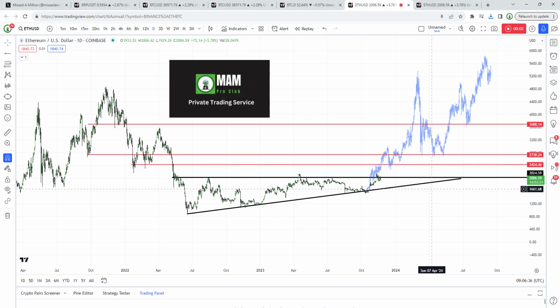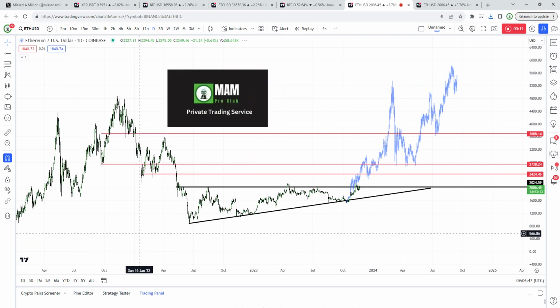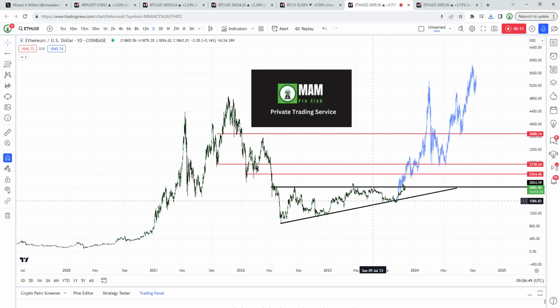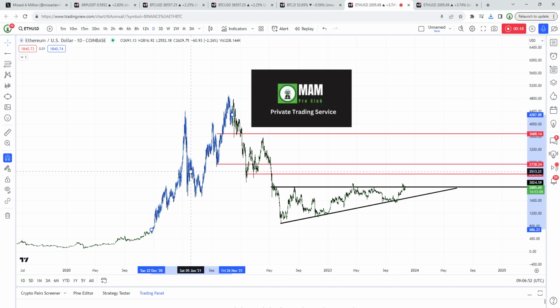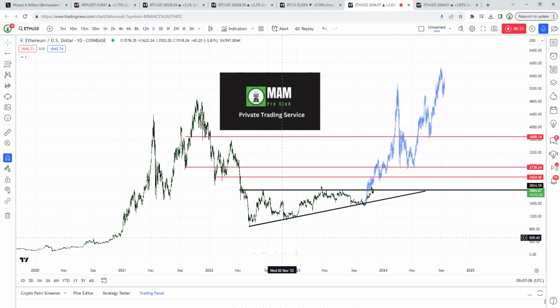Okay, so today I want to have a look at Ethereum. Ethereum does look pretty bullish, and I found a fractal that I think ETH can follow, and that's this fractal overlay here. That's from the end of 2020, December, all the way to November 21, so almost a year's worth of price action. And overlaying that fractal gives us a target of just under $6,000.